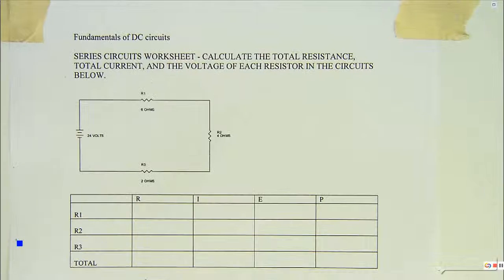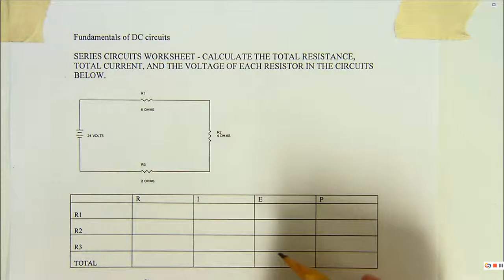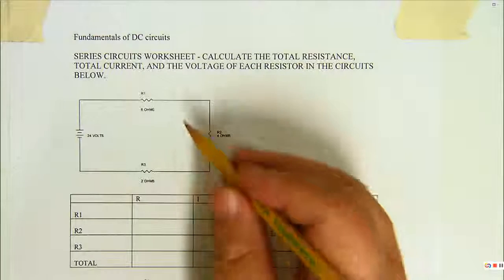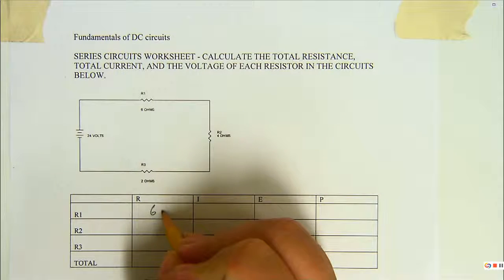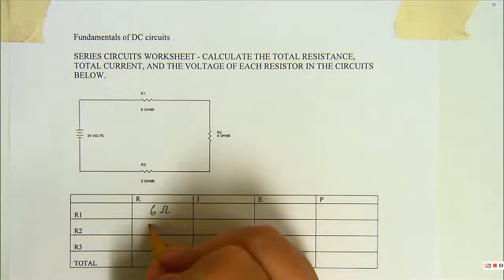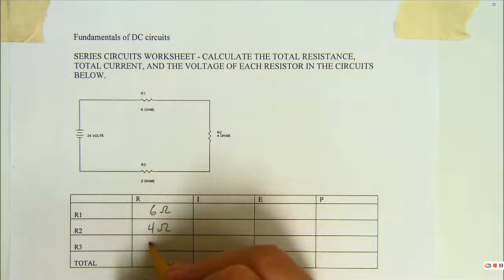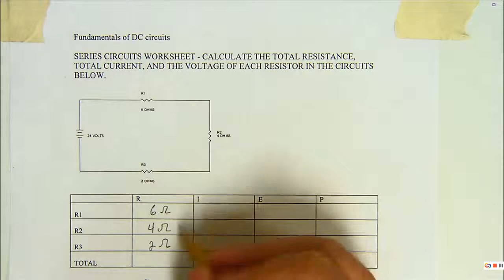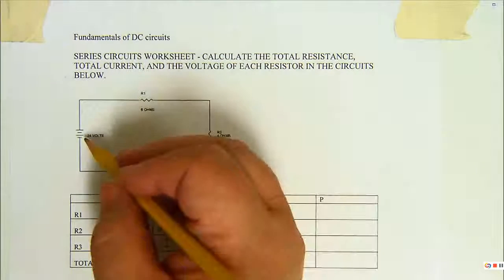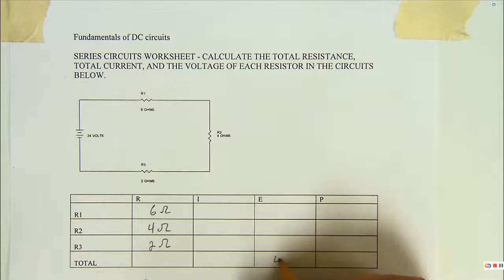So we'll do some demo series circuits here. This first one, as I mentioned, is pretty basic. First thing we want to do when we're doing these is fill in the given values. It's disheartening sometimes when I'll see somebody get the wrong given values and then their answers are off. So we're given 6 ohms, 4 ohms, and 2 ohms. And we're given our voltage, so we don't want to forget that.